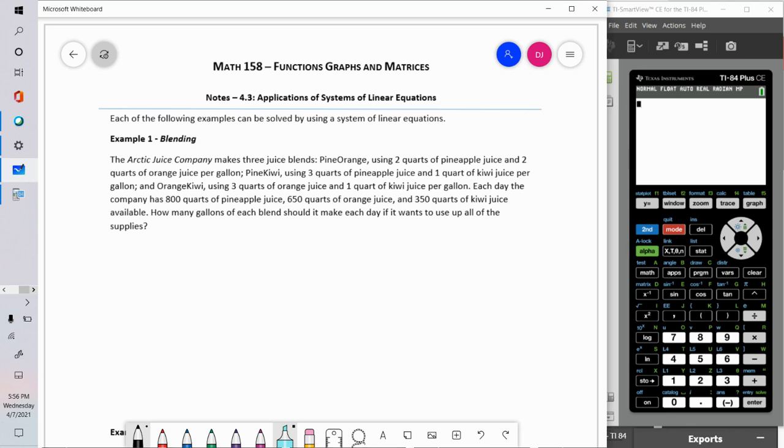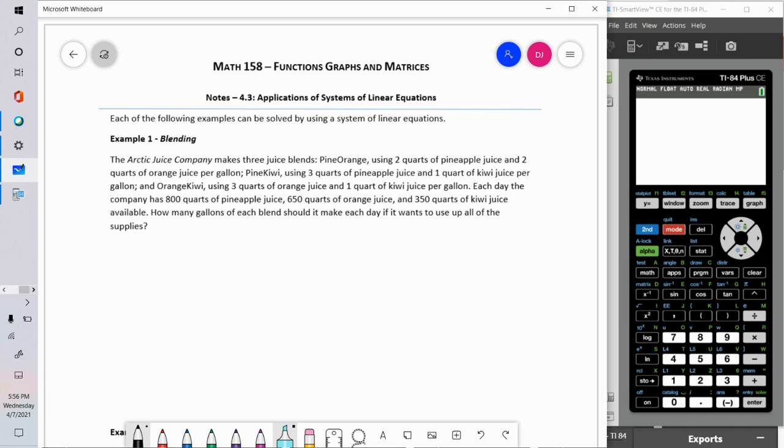They make a pine orange, which uses 2 quarts of pineapple juice and 2 quarts of orange juice per gallon. The pine kiwi uses 3 quarts of pineapple juice and 1 quart of kiwi juice per gallon. And the orange kiwi uses 3 quarts of orange juice and 1 quart of kiwi juice per gallon. Each day, the company has 800 quarts of pineapple juice, 650 quarts of orange juice, and 350 quarts of kiwi juice available. How many gallons of each blend should it make each day if it wants to use up all of the supplies?